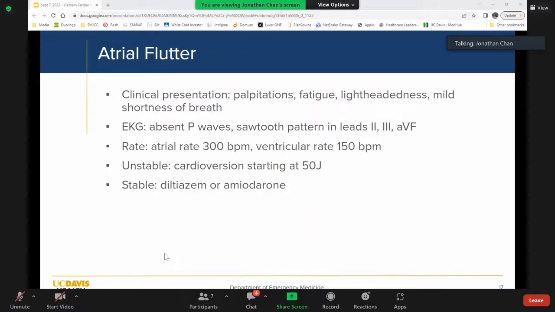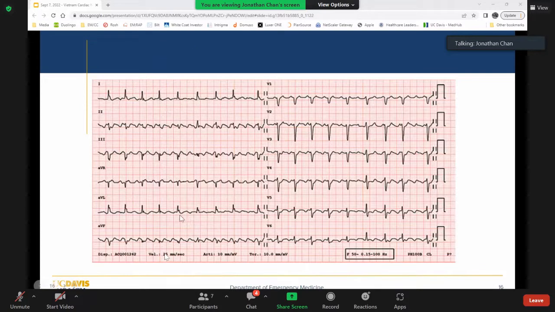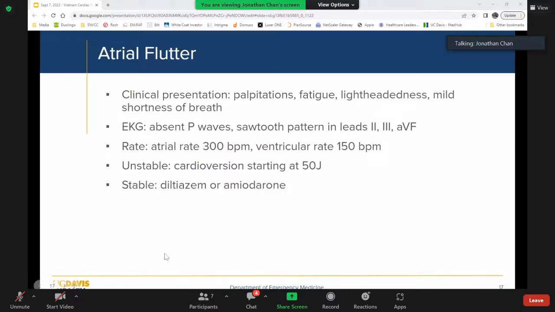Clinically we can see them sometimes as palpitations. We can see palpitations, there's fatigue. Patients can sometimes be lightheaded, or they can have some mild shortness of breath. The EKG shows we don't see any P waves here. If we look back at the EKG, a lot of the P waves are buried in the rhythm, and we see sawtooth patterns here in 2, 3, and AVF. It looks like a shark tooth, or another sharp-toothed animal, that we see as a sawtooth pattern. And again, clinically, you can sometimes see them as palpitations, shortness of breath, lightheadedness.